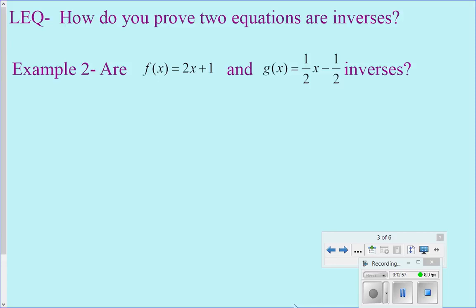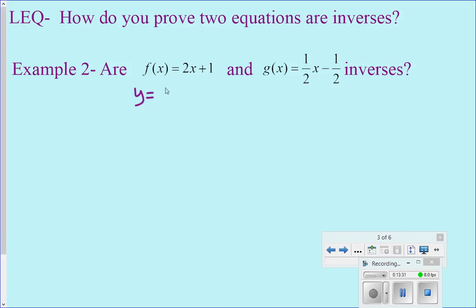Another way, though, that's acceptable for proving two equations are inverses would be to find the inverse of the one, find the inverse of the other, and show that the inverse of the one is the other. So that sometimes is a little easier than finding g of f of x and f of g of x. Just depends on the equations. The last equations were more difficult, so it's probably easier to find f of g of x and g of f of x. Here, these equations are rather simple, so it might be easier just to find the inverse of each. So that's what we're going to do in this one.